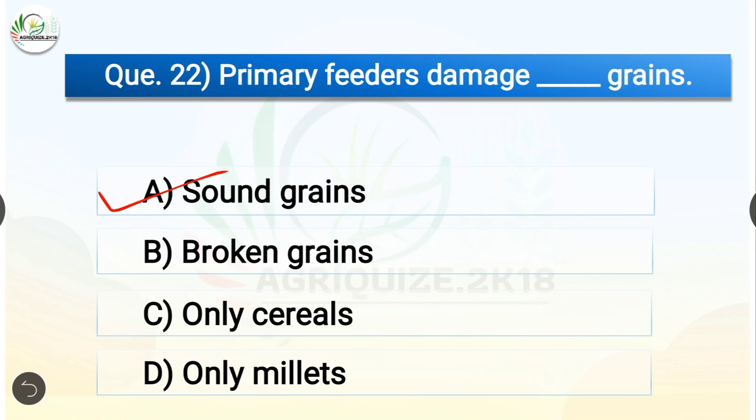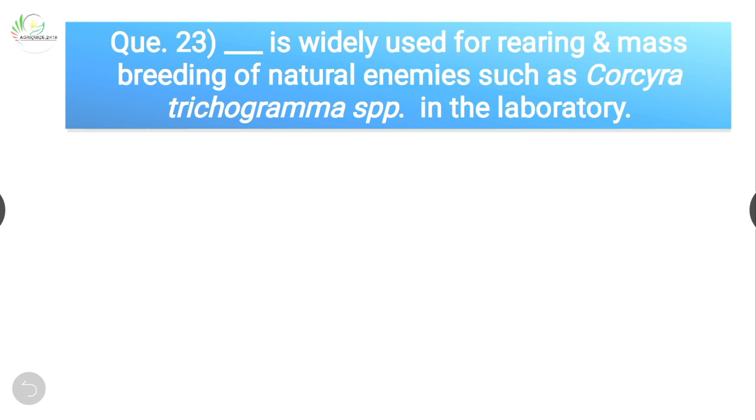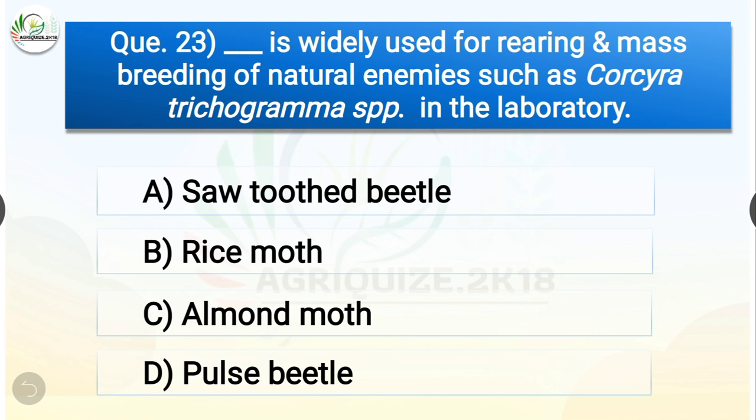Question number 23. Dash is widely used for rearing and mass breeding of natural enemies such as Chrysoperla and Trichogramma species in the laboratory. The options are sawtooth beetle, rice moth, almond moth or pulse beetle. The correct answer is option B, rice moth. So rice moth is widely used for rearing and mass breeding of natural enemies such as Chrysoperla and Trichogramma species in the laboratory.